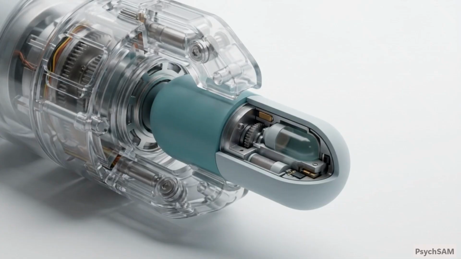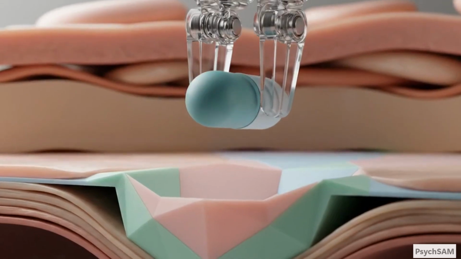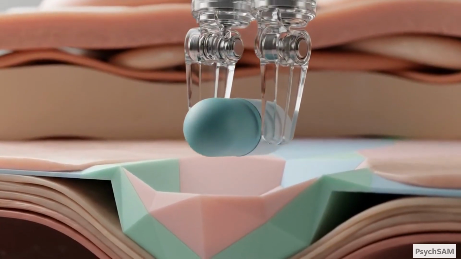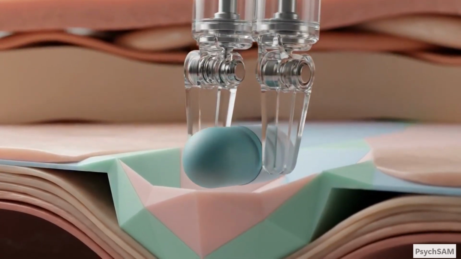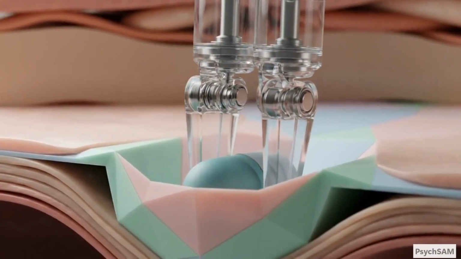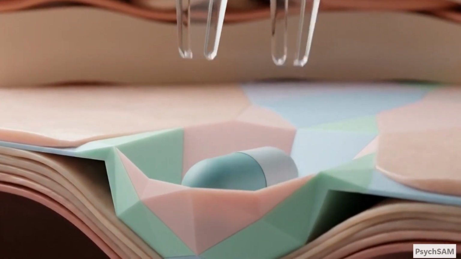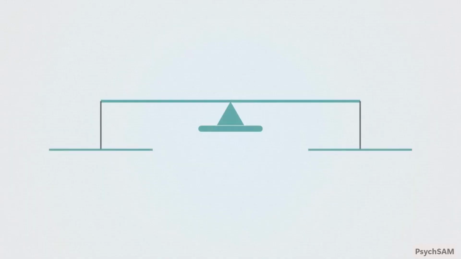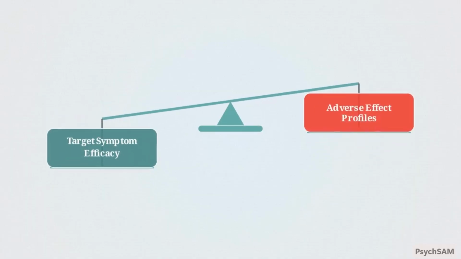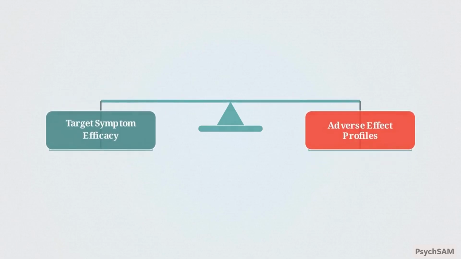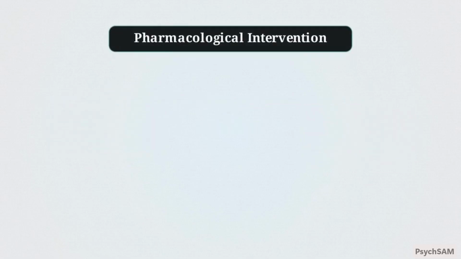This dictates the exact role of pediatric psychopharmacology. These medications are not a cure for autism. Their function is to mechanically suppress specific behavioral barriers so that rehabilitation can occur. Managing these barriers requires a constant trade-off. For every medication, clinicians must weigh target symptom efficacy against significant adverse effect profiles.